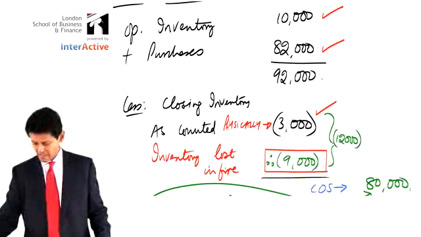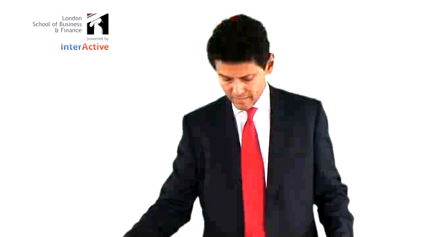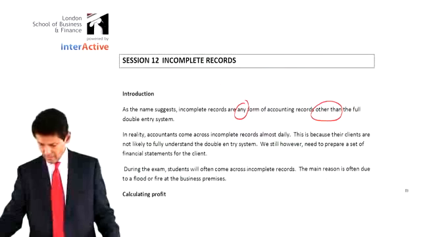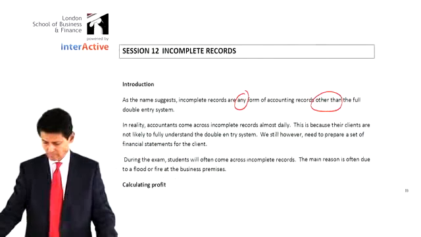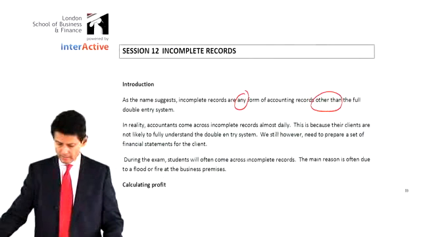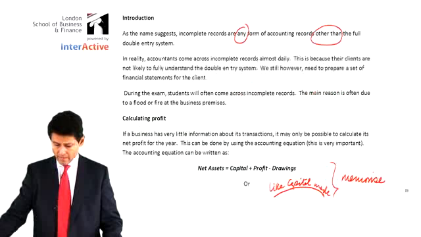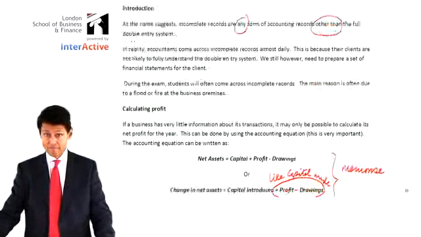So that's the way this incomplete records topic works. If I can just take you through the various exercises we've carried out with incomplete records. Here we are, just to recap briefly. Any form of accounting records other than full double entry system. Accountants come across this kind of thing every day, which is why it's examined every sitting.